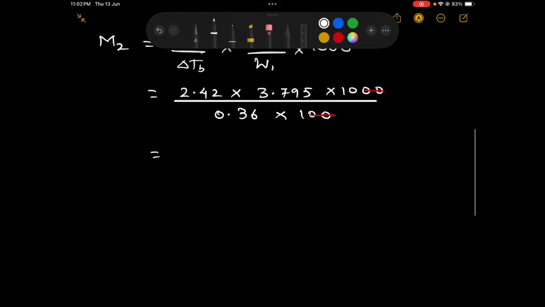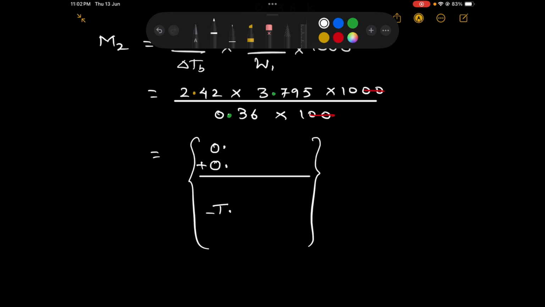Let's use log for these numbers. So before a decimal we are having one digit, so 1 minus 1, the characteristic is 0. Even for the next one, before decimal we have one digit, so 1 minus 1, characteristic is 0. There's a multiplication sign, so we'll be adding the logs, and for 0.36 the characteristic is bar 1, and we'll be subtracting this particular log over here.